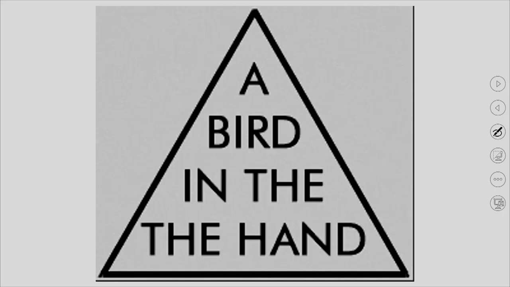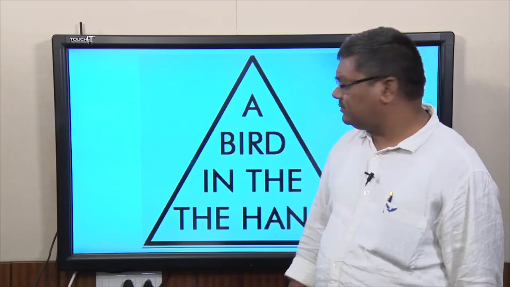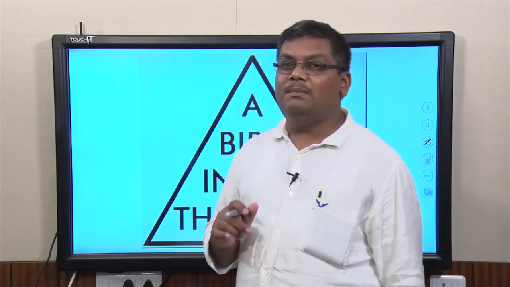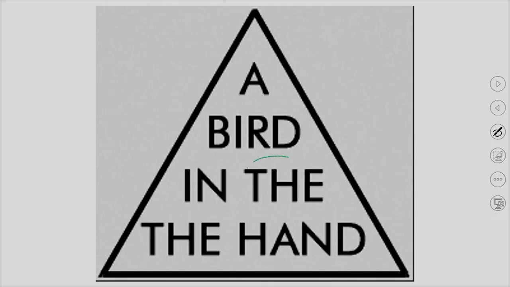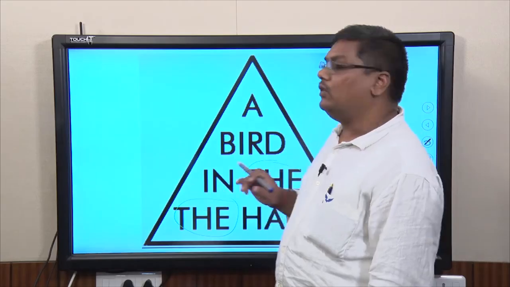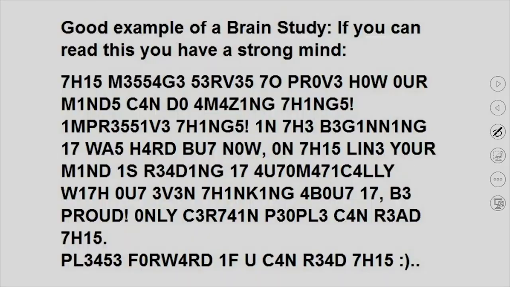Let's look at this and try to read it. Simple, a bird in the hand. Now, what most people miss is there are two the. If you look into it, there is one here and there is another here. And very conveniently, people miss one the. The ability of reading is so developed in humans that you don't see one of these until and unless I point it out to you.